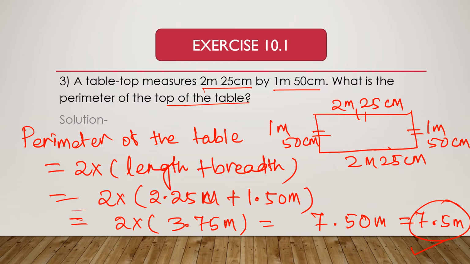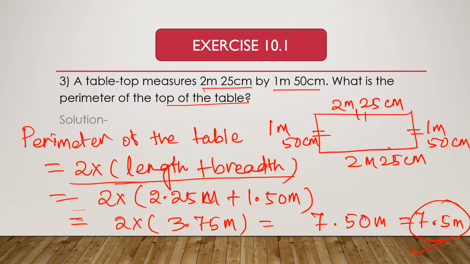This is the formula of the perimeter of the rectangle, that is 2 multiplied with length plus breadth, or we can add all the four sides of the table, that is 2.25 meter plus 2.25 meter. Opposite sides are equal, so it will be 2.25 multiplied with 2, or 1.5 meter plus 1.5 meter, that is 3. This is 7.5 meter.